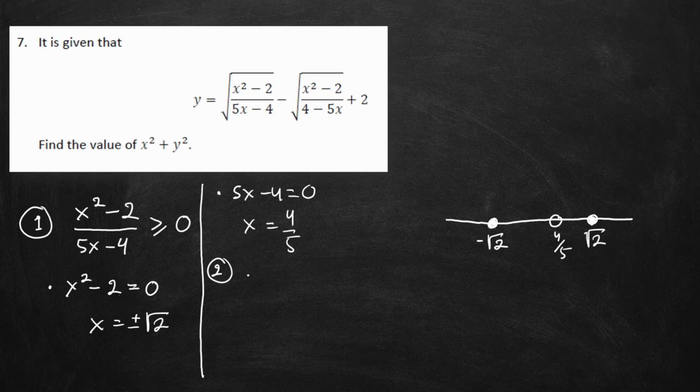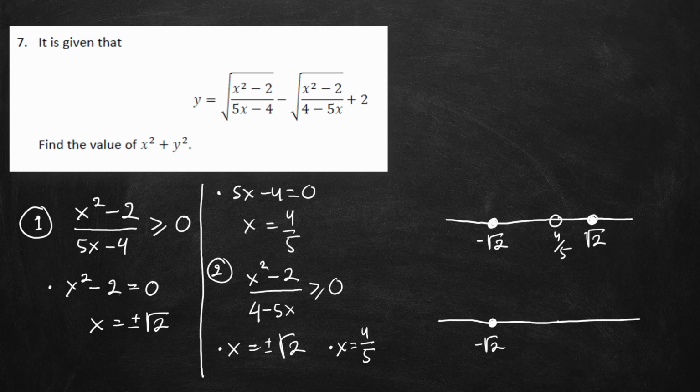So for the second term, it is x squared minus 2. Now the denominator is different. It must be bigger than or equal to 0, or should be positive. So from here, we already know that the value of x must be plus or minus square root of 2. And then the value for the denominator here is 4 over 5. So both of them are similar. Now what is the difference?